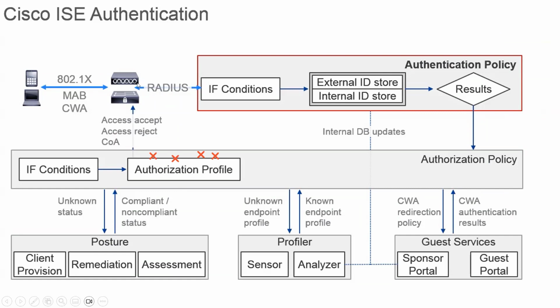In a network device, you can see this diagram clearly. 802.1X up to here, or MAB or CWA. Then RADIUS, and within RADIUS, it goes to ISE. We have first the authentication policy, and then we are creating the authorization policy. Even to start this authorization policy, you have to create the authorization profile.